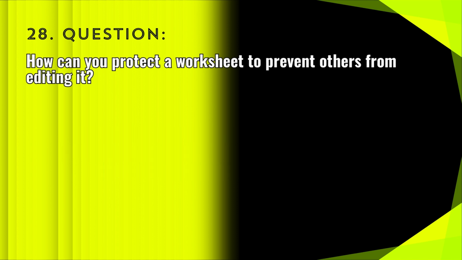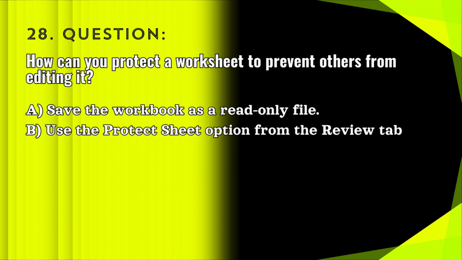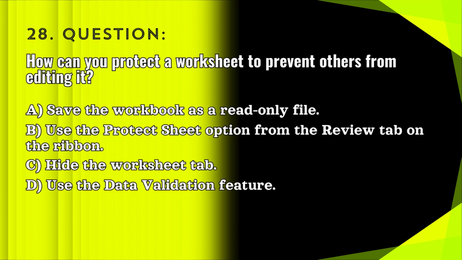Choose the right one. Option A. Save the workbook as a read-only file. Option B. Use the Protect Sheet option from the Review tab on the ribbon. Option C. Hide the Worksheet tab. And option D. Use the Data Validation feature.